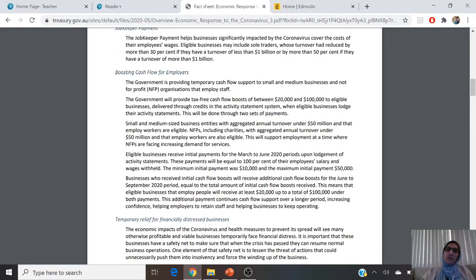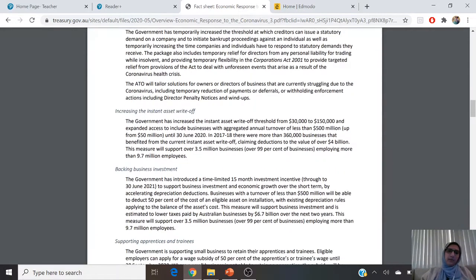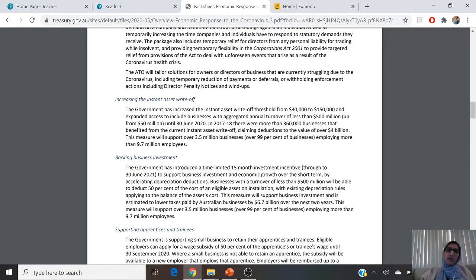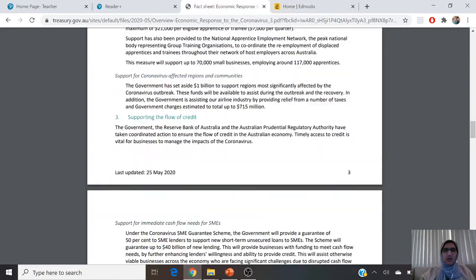They're boosting the cash flow for employees as well. The government spent a lot on that. Increasing the instant asset write-off, backing business investment. The government basically helped, which is why we spend 13% of our GDP on that.